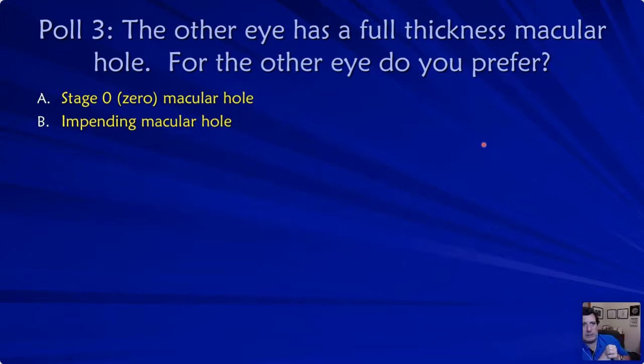So with polling question number 3 here, Joe, I grew up on stage zeros, and then there's impending macular holes out there. So this is just kind of bringing light to the other eye having a full thickness macular hole. So one eye has a full thickness macular hole. You're going to scan the other eye, and you find a little bit of traction over there. Do you prefer to call that a stage 0 macular hole, or are we calling that an impending macular hole? Just kind of want to see where the audience is, and there's no right or wrong answer here.